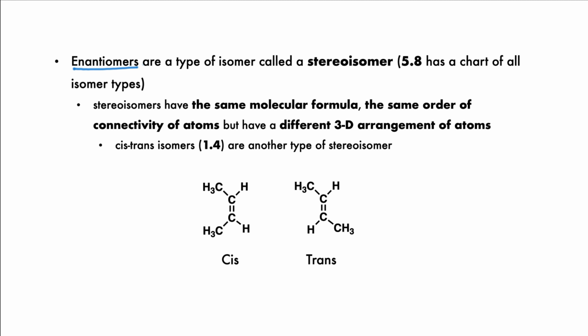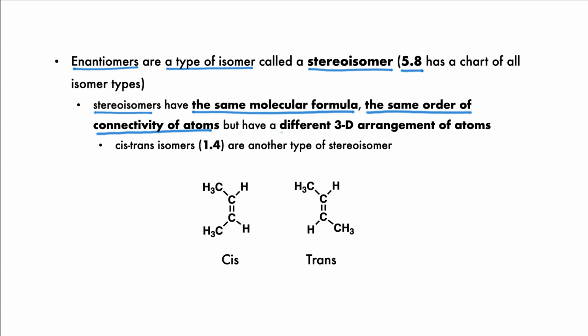Enantiomers are a special type of isomer called a stereoisomer. You can go to topic 5.8 to see a table of all isomer types in organic chemistry. Stereoisomers, like all isomers, have the same molecular formula. Stereoisomers also have the same order of connectivity of atoms. But stereoisomers differ from each other by having a different arrangement of atoms in 3 dimensions. Enantiomers are one type of stereoisomer.